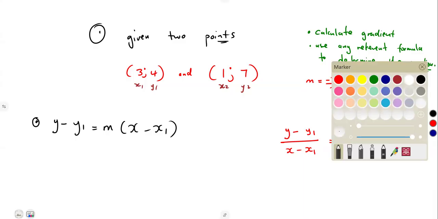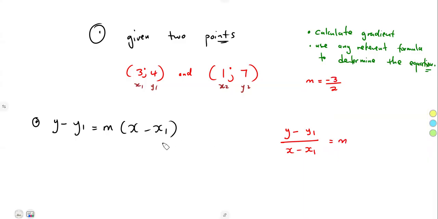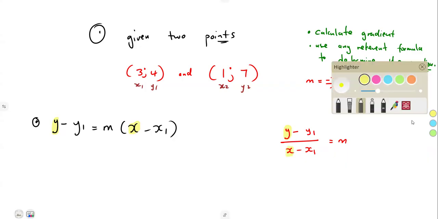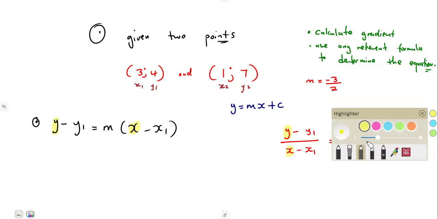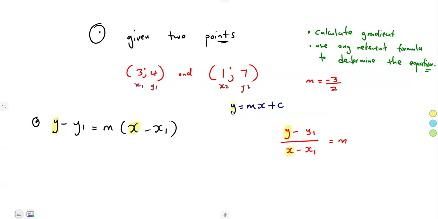Here, the y and the x are the variables of our equation. This y and this x are the variables that you have in your equation. In y is equal to mx plus c, the letters that cannot be replaced are y and x. They are the variables. And m is our gradient. As we can see, we have already calculated that m, the gradient, so that is the one that you put there.